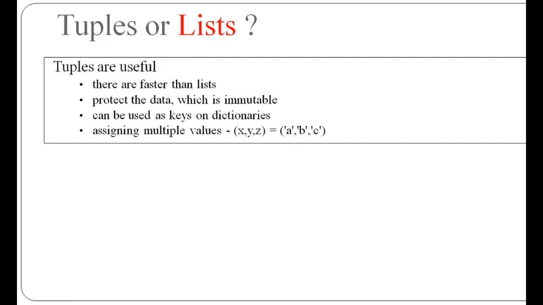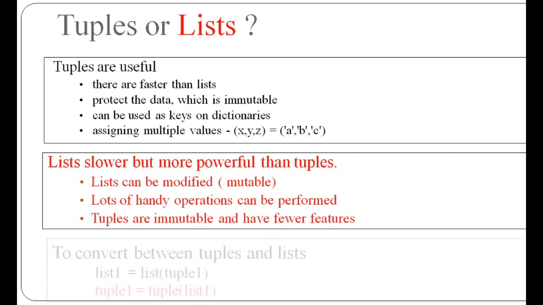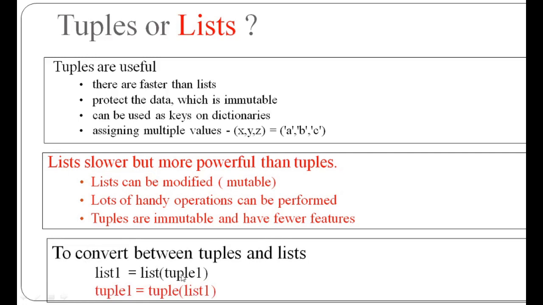Sometimes lists are also useful. They may be slower, but they are more powerful than the tuple. A list can be modified and lots of handy operations can be performed. And as we have said, tuples are immutable and have very few features. I can convert a tuple to a list, similarly a list to a tuple, by using these two functions. So I can convert a tuple to a list using the list function, and convert the list to a tuple using the tuple function.